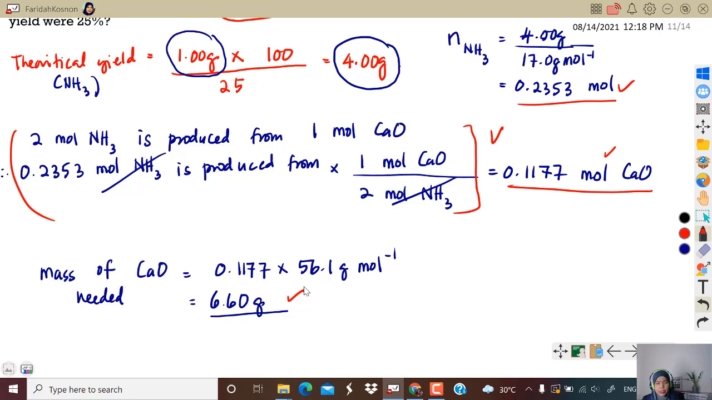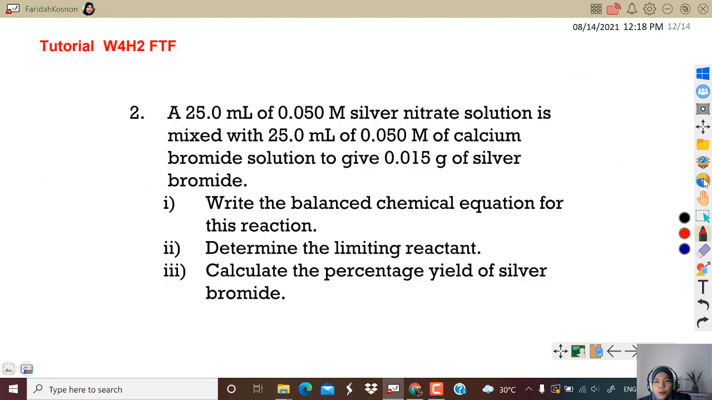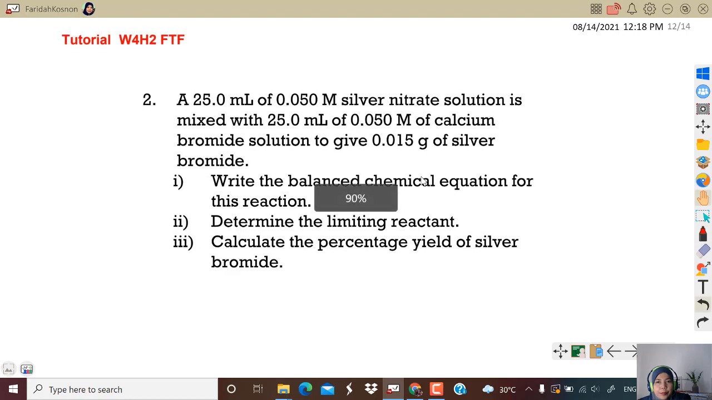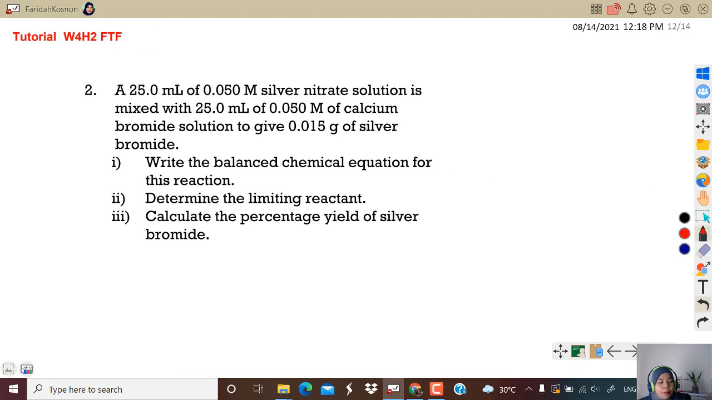So as you can see, we have discussed several example questions for the mole concept and stoichiometry. Alright. Next, let's refer to the next question, the face-to-face question for week 4, second hour. A 25.0 milliliter of 0.050 molar silver nitrate solution is mixed with 25.0 milliliter of 0.050 molar calcium bromide solution to give 0.015 gram of silver bromide. The first question is to write the balanced chemical equation for this reaction.